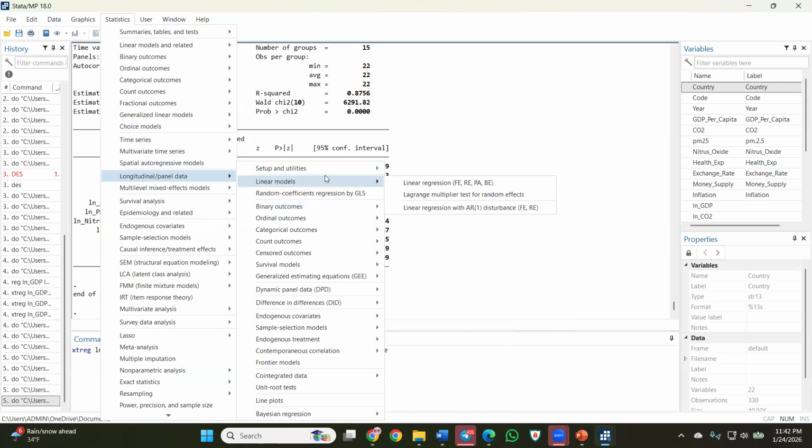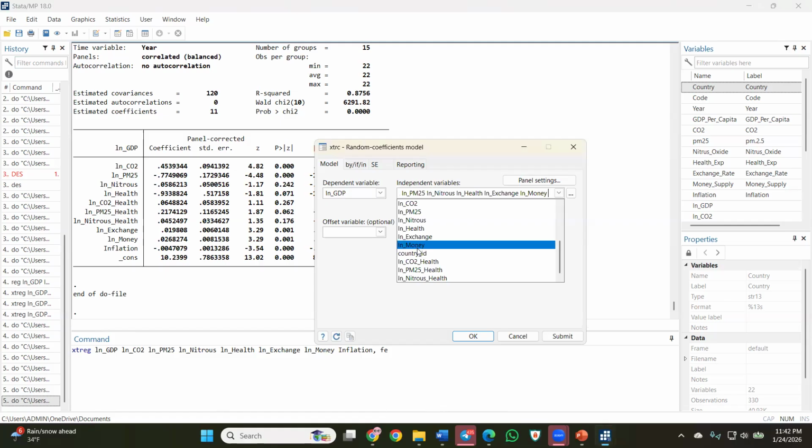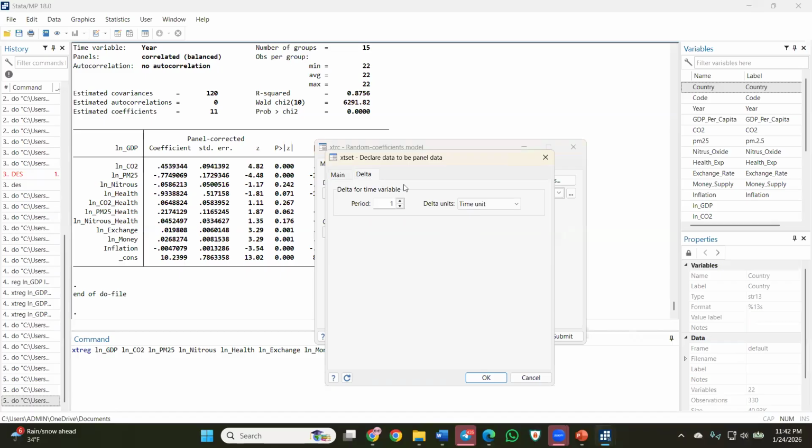So let's see if we will have a model to run. So random effect. Let's select our dependent variable, which is inflation. So this is how you can run it without using codes. So if you are allergic to codes, you can follow this process. Okay, there's no offset variable. Let me check. So country ID, then year.